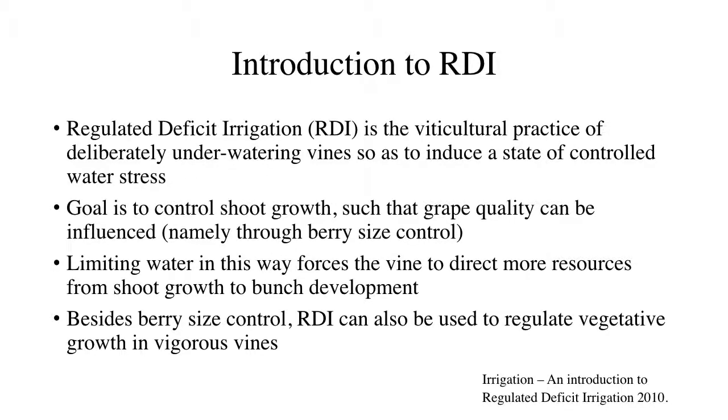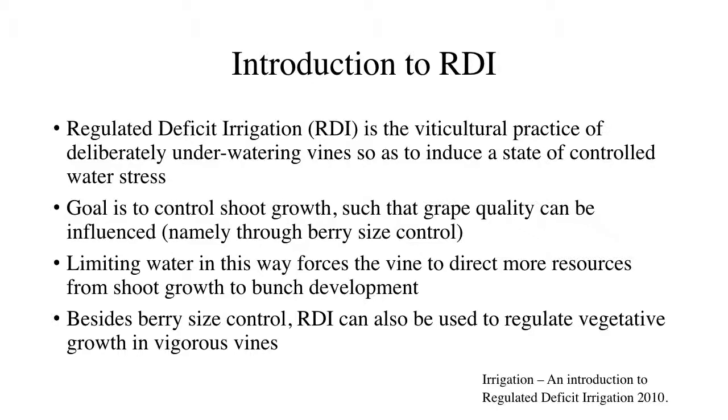What is regulated deficit irrigation? Regulated deficit irrigation is the viticultural practice of deliberately underwatering vines so as to induce a state of controlled water stress. The goal with RDI is to control shoot growth such that grape quality can be influenced. And you're doing this namely through berry size control.